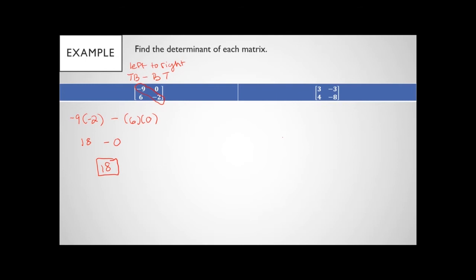So second one, same process. So we have 3 times -8, and then we always subtract the other direction. So let's do 4 times -3. The biggest issue you might mess up here is just negative signs. So 3 times -8 is -24, and then here we end up adding because the negatives cancel, so we end up with +12. And in this case, we ended up with a negative determinant, and that's completely fine.